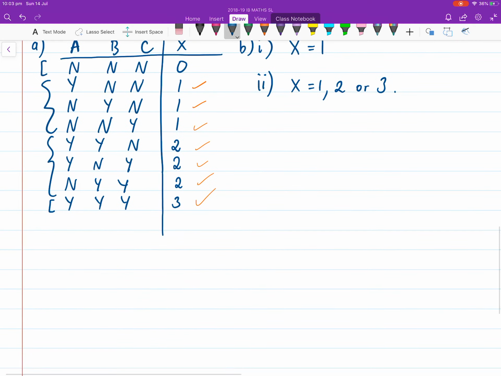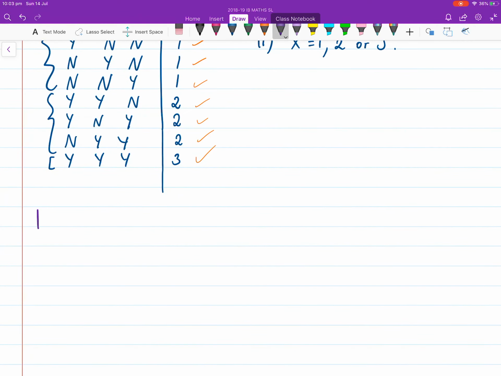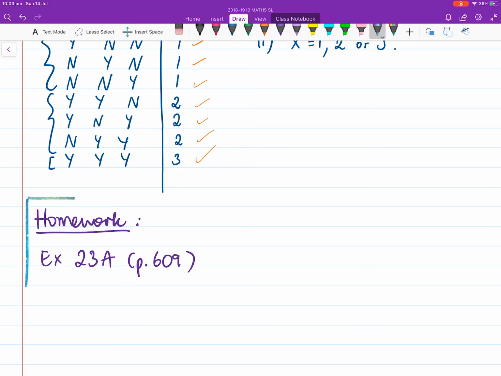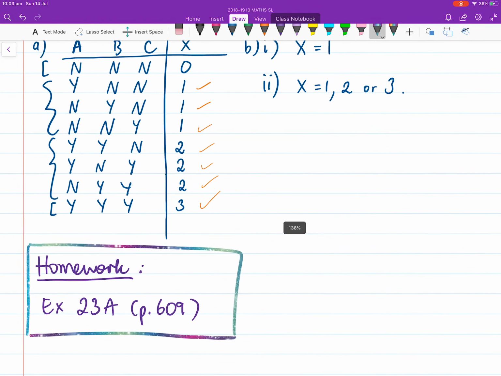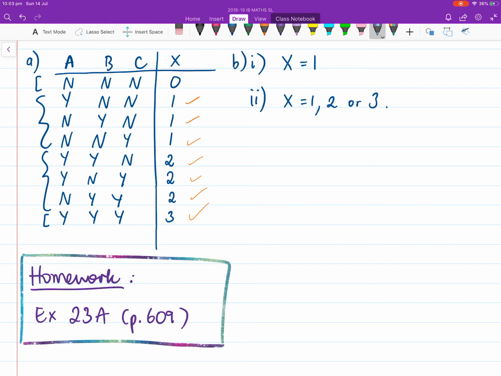That's it. So what you need to do for this one is the homework, exercise 23A, on page 609. Let me know if you have any problems. You can always send me a Schoology message or an email, or put it in the OneNote and ask other people to collaborate and help and work together as well.